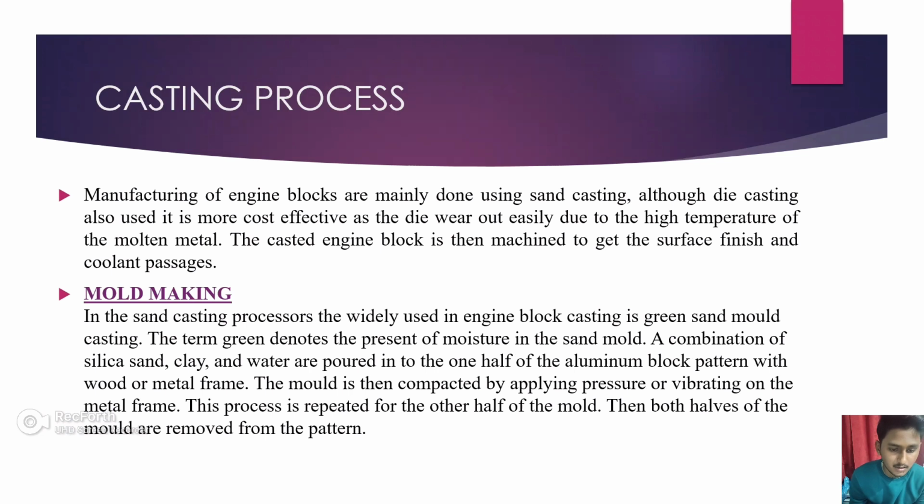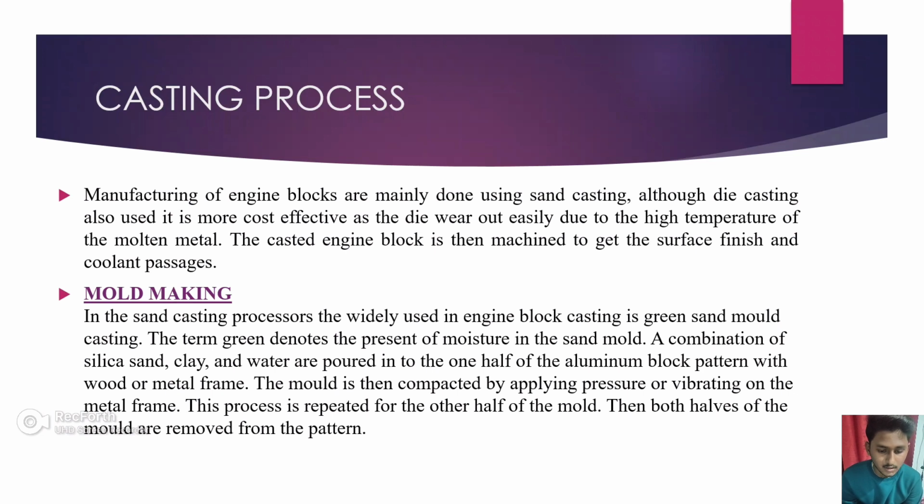Casting process. The manufacturing of engine blocks is mainly done using sand casting or die casting, and sand casting is more cost effective than die mold making. In the sand casting process, the most widely used method in engine block casting is green sand mold casting. The term green denotes the presence of moisture in the sand mold.